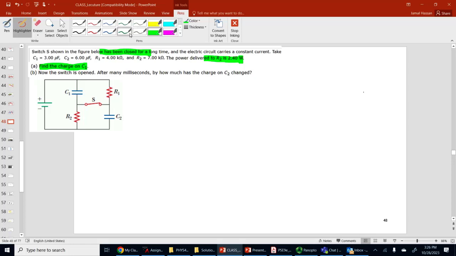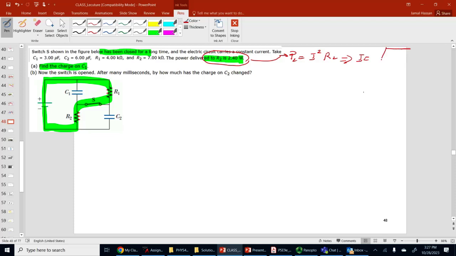Okay, as we mentioned, because the switch has been closed for a long time, there is no current in C1. So the current is basically passing through R1 and R2. That's the current. No current passes through C1 and C2 because they are completely full of charge. Okay, so from the power on R2, we could easily find that current. So let's call the power P2, equal to I squared multiplied by R2. That means current is equal to the square root of P2 divided by R2.